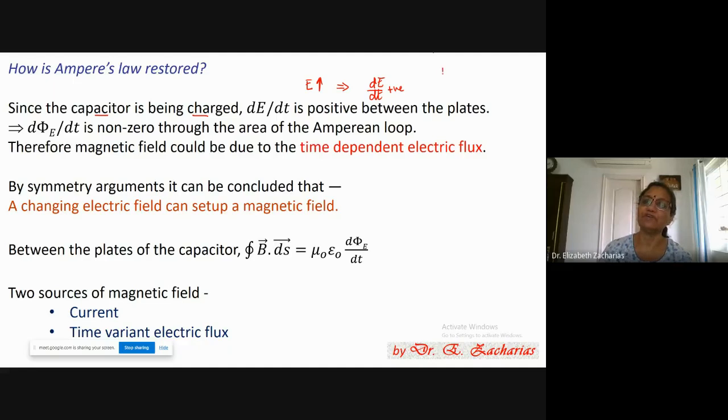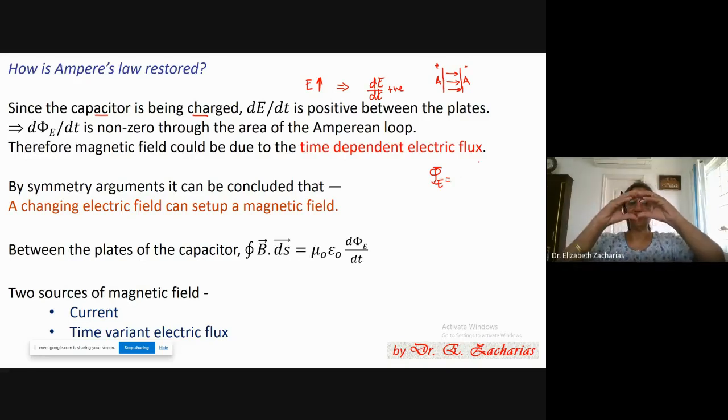So between the two plates, if I call this plate the positive plate and this plate the negative plate, then between the two plates there is this electric field, and this electric field is increasing as a function of time. And one thing, let the area of the plates be A. And remember, this is a uniform field. So instead of talking about electric field, let us now talk about electric flux. So electric flux for that area.